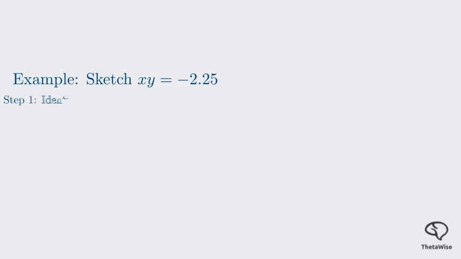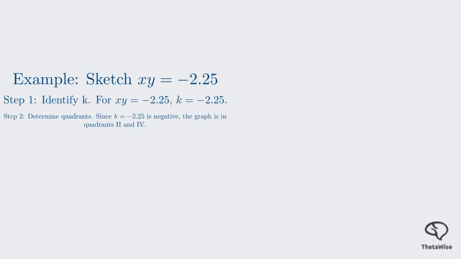Let's work through one last example to ensure a thorough understanding. We will sketch the graph of xy equals negative 2.25. We will follow the same methodical approach, starting with the analysis of the constant k. In the equation xy equals negative 2.25, k is negative 2.25. Because k is negative, we know immediately that the branches of our hyperbola will be in the second and fourth quadrants. This gives us a clear roadmap for where to draw our graph.